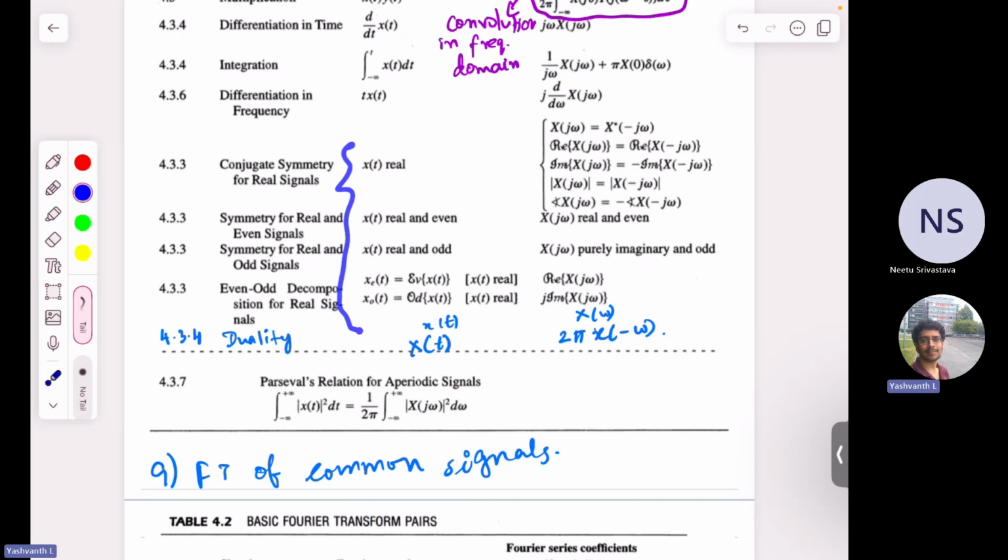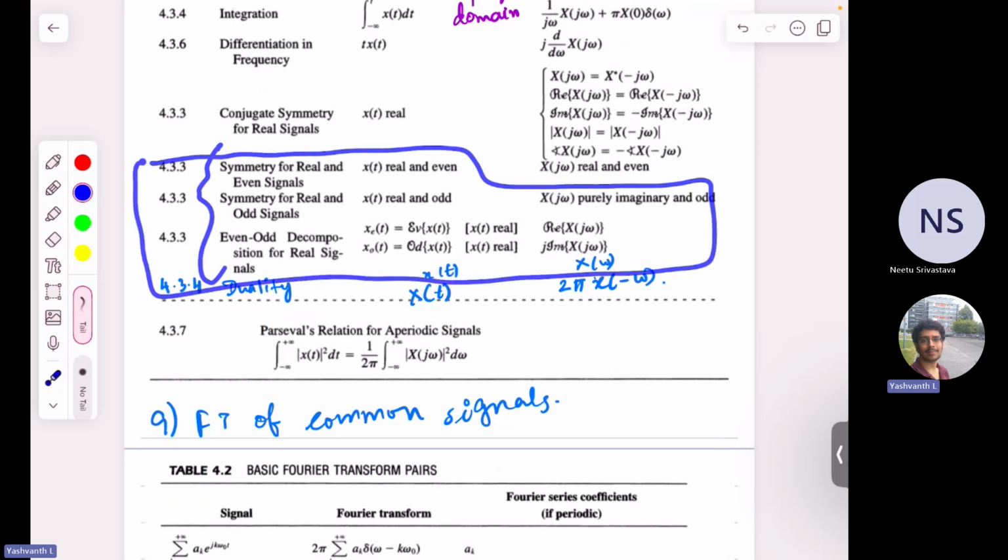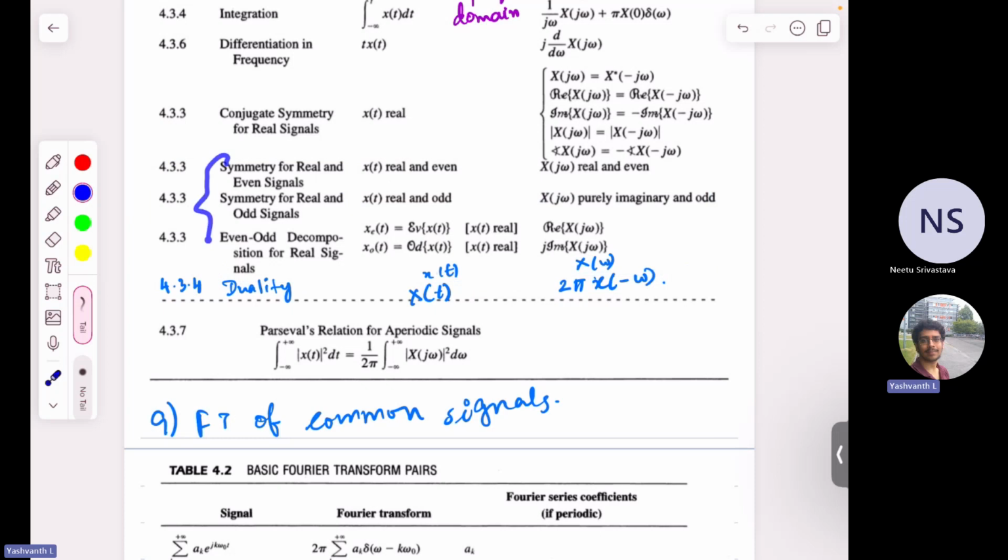All these, in 4.3.3, you can verify on your own. For example, if x of t is a real signal, this is something that we showed before: X conjugate of minus omega is equal to x of omega. That means your magnitude spectrum is even symmetric, and your phase spectrum is odd symmetric. There are some other properties which I'm not covering now, but you can read the Oppenheim book to understand them better. It's worth reading. These are very good properties. You can always note them.